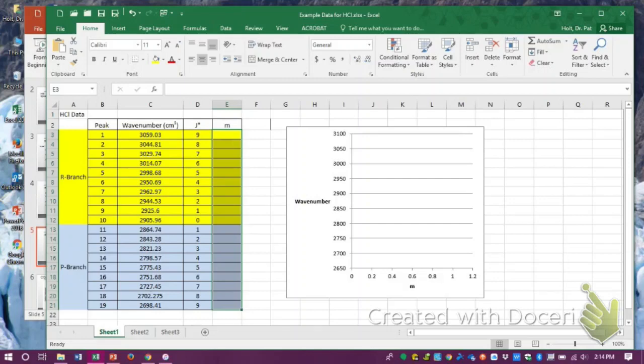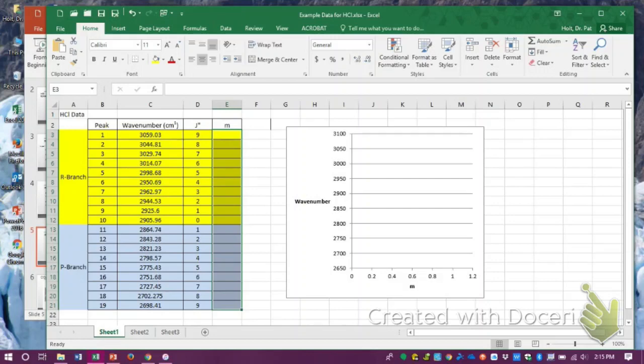So let's just look real quickly at how we'll go about doing this in terms of assigning the M values. And once we assign the M values, we can do this quadratic fit. So what we have here is some sample data from HCl. We have the R branch, and you can see if you were to actually look at this and draw it, these are the data that we would get from the peaks that we saw earlier. So for the R branch, we have this peak here, 2905, which corresponds to the 0 to 1 transition.